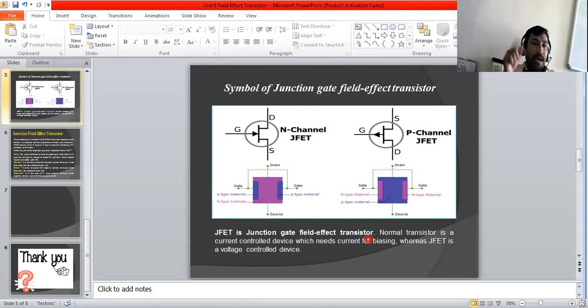Good. So FET is mainly divided into two types. The first one is JFET. What is meant by JFET? The full form stands for Junction Field Effect Transistor. Very good. And another one is MOSFET, Metal Oxide Semiconductor. If you observe the syllabus, we are studying only two devices, that is JFET and MOSFET.